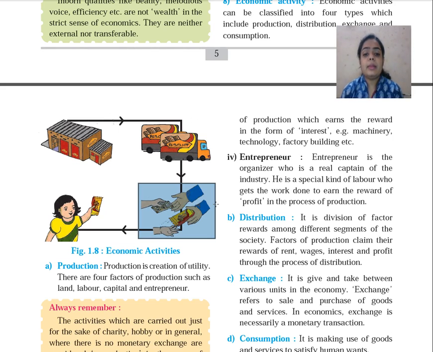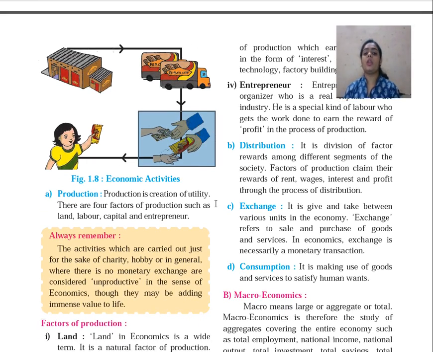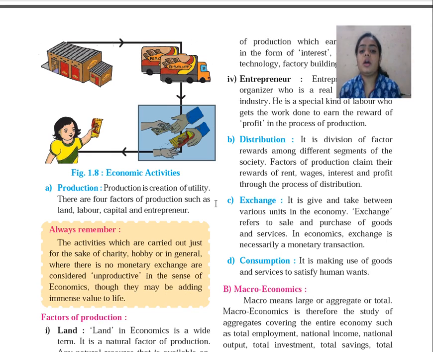Further, first we have studied an economic activity, we have studied the first part, that is production. Now we shall be studying the second part, which is distribution. So what do you mean by distribution? It is division of factor rewards among different segments of the society. Factors of production claim their rewards of rent, wages, interest and profit through the process of distribution.